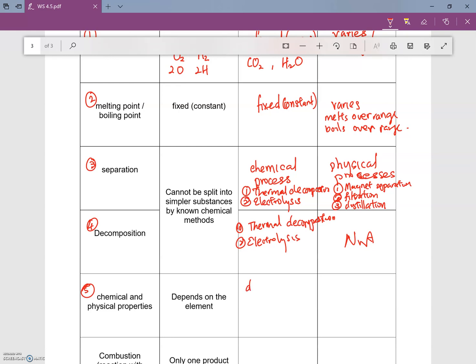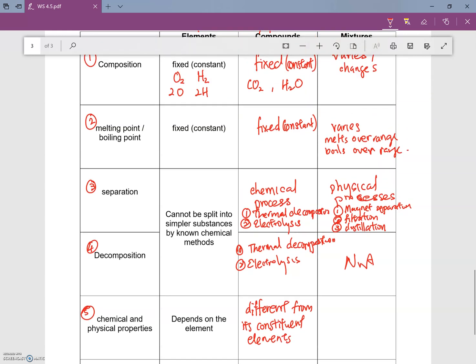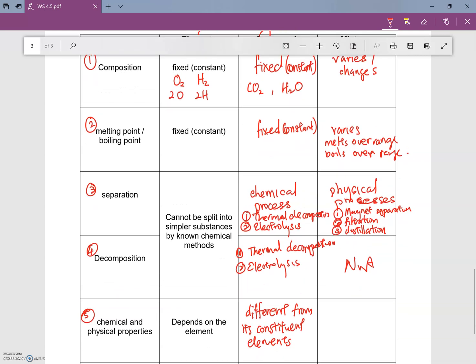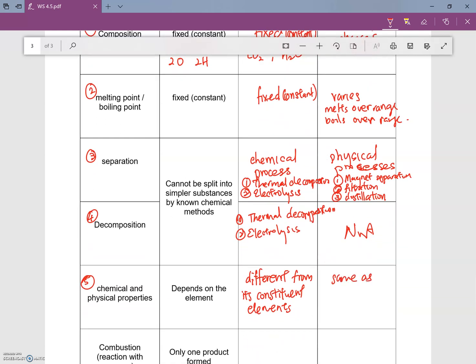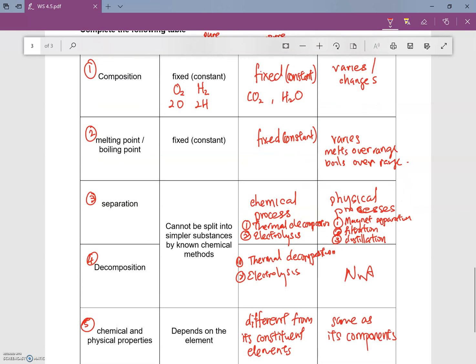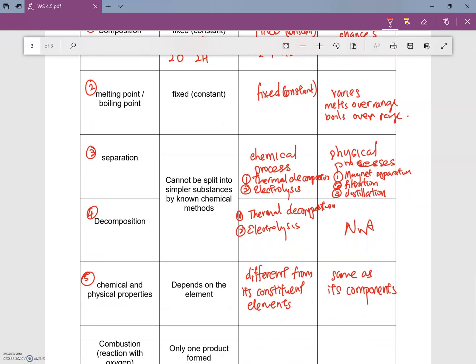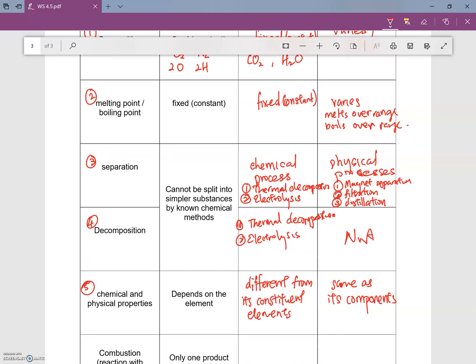physical properties are different from its constituent elements. So that's for compounds, whereas for mixtures, it is the same as its components. So do take note of the difference in terms of the chemical and physical properties. For elements, it depends on what element it is. For compounds, it is definitely different from its constituent elements. Whereas for mixtures, it's the same as the components that made it.